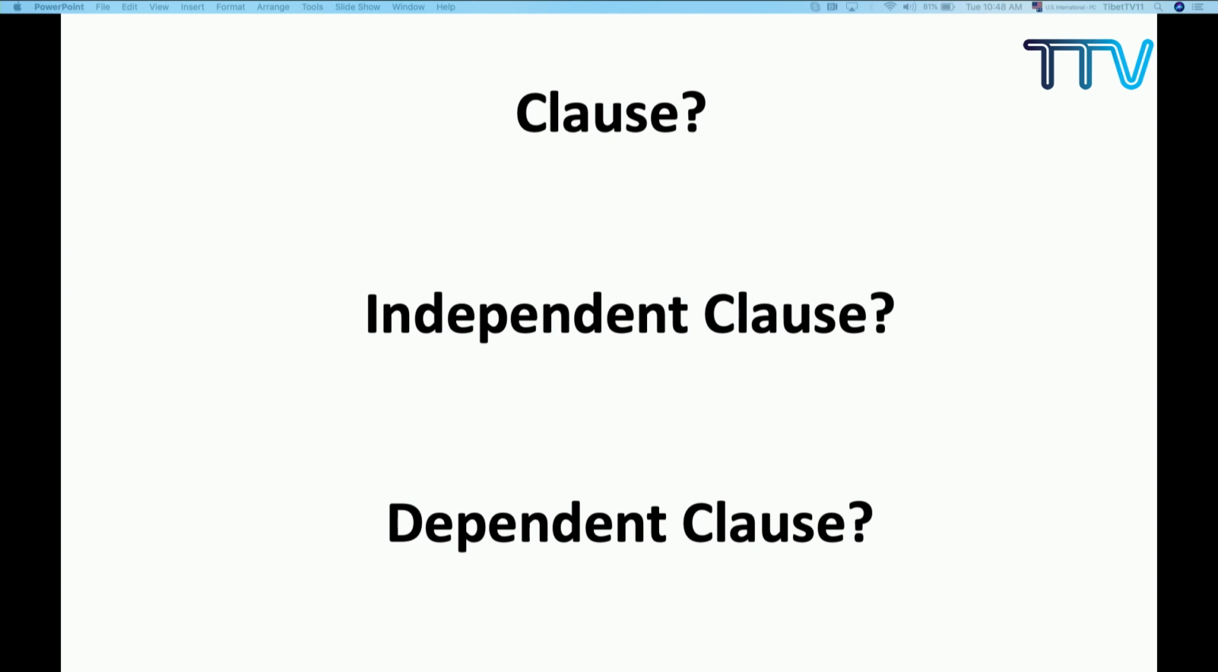Okay, independent. I am Tibetan. I am eating. I am going. So these are all independent clauses. They make complete sense.